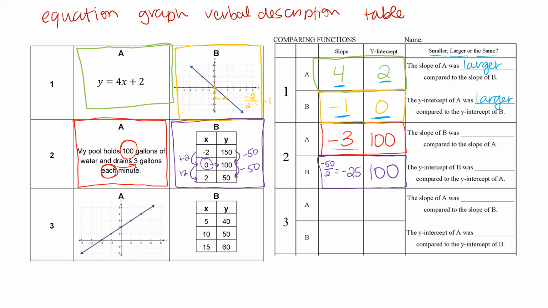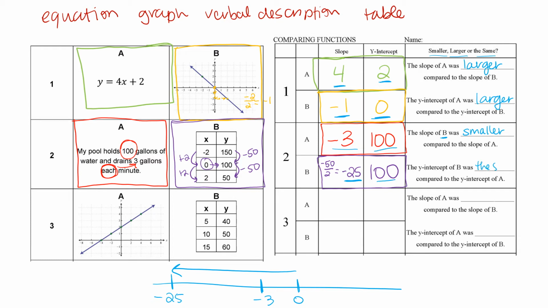When I compare my slopes, I have to be careful here because the sentence says the slope of B, so I'm looking at -25, was smaller compared to the slope of A, because if you think of a number line, -25 is technically smaller than -3 because it's further to the left. Then it said the y-intercept of B was... I look at my y-intercepts, they're the same, so the same.